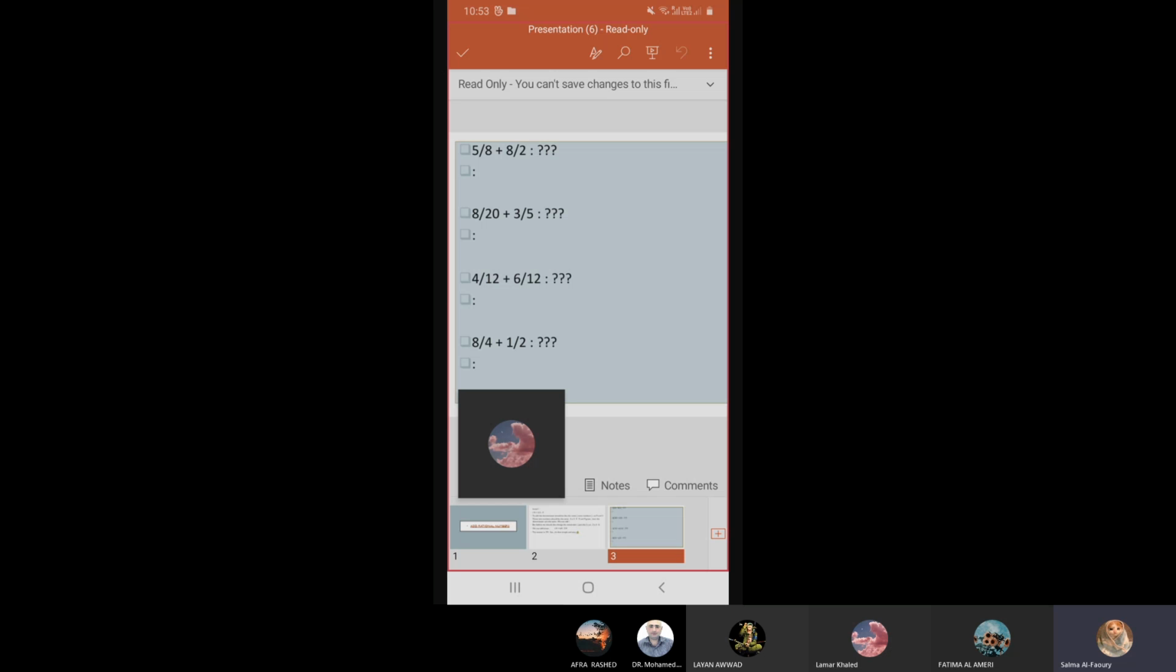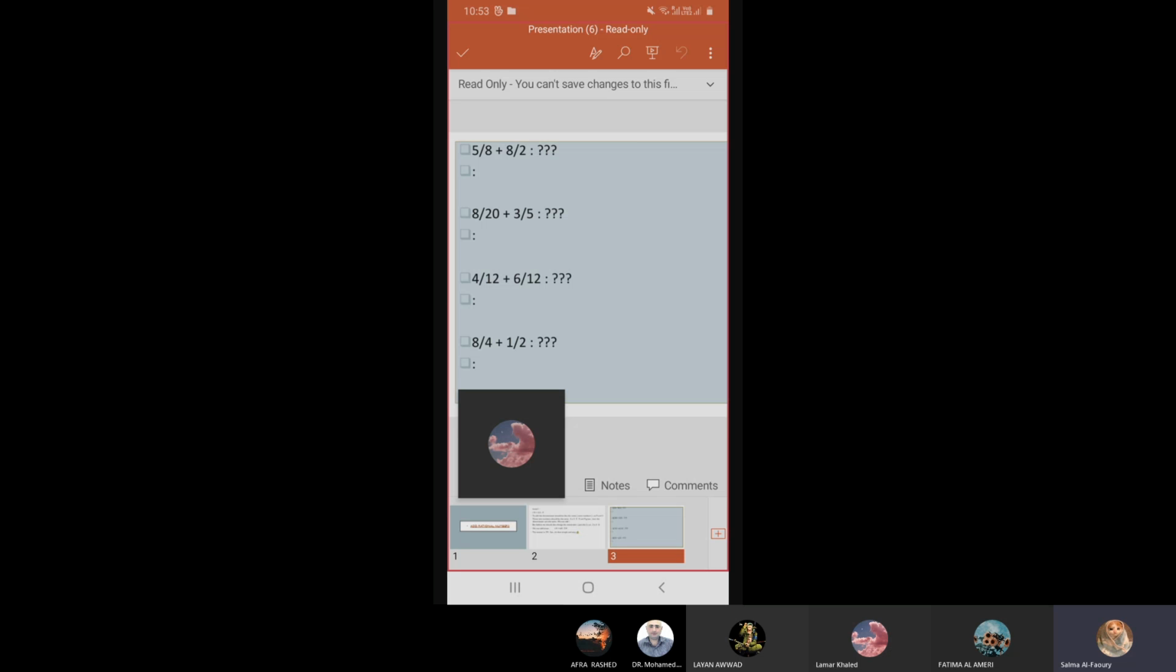So here, Fatima, listen and focus. We have 8/20 and add 3/5. Now here the denominators are different. They are 20 and 5. And we can't add, right? We can't add now because the denominators are different. They should be the same.